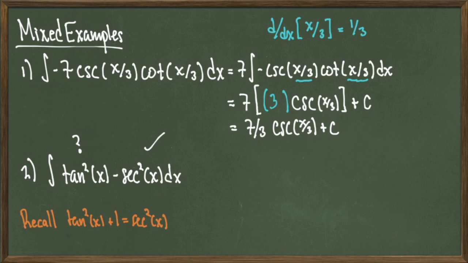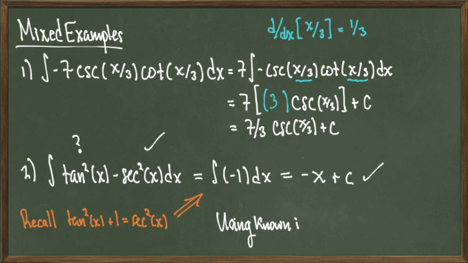So let's use this to our advantage. Subtract secant squared of x from both sides and subtract 1 from both sides. This will allow us to make the following substitution. We can replace tangent squared of x minus secant squared of x with negative 1. Then we're just integrating negative 1, which will give us a final answer of negative x plus c, and we're done. Solving this particular integral came down to knowing some helpful trig identities.